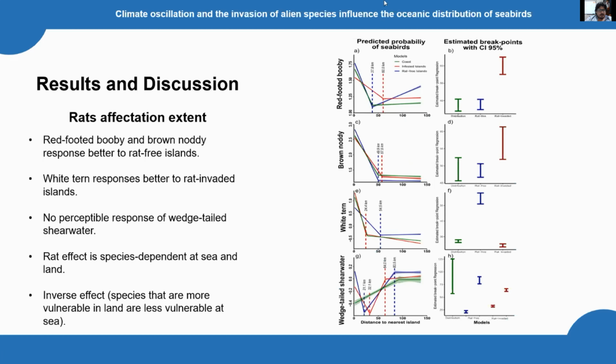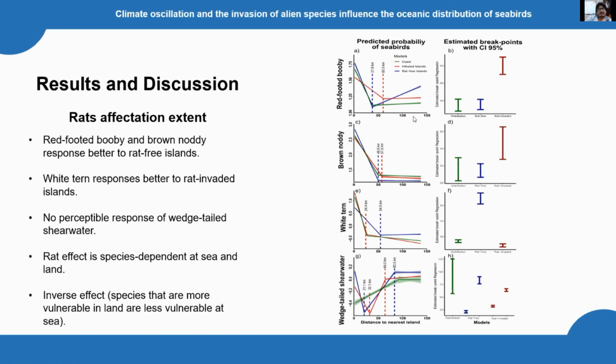And we also include, just for graphical reference, the neutral model, that would be the model without considering these rat-free or rat-invaded areas. So we found that, again, red-footed boobies and brown noddy respond better to rat-free islands. Basically, red-footed booby and brown noddy are closer to rat-free islands. And the difference is quite interesting. In general, as you can see in the plots, red-footed boobies are probably 23 kilometers closer to rat-free islands. On the other hand, brown noddy is over 10 kilometers closer to rat-free islands.